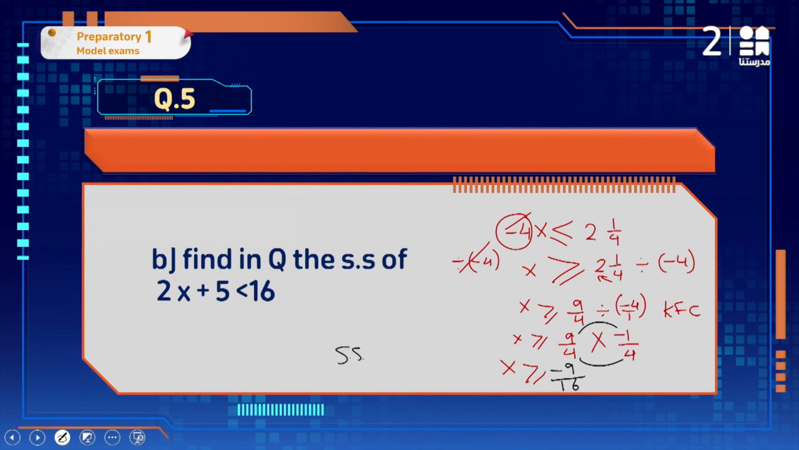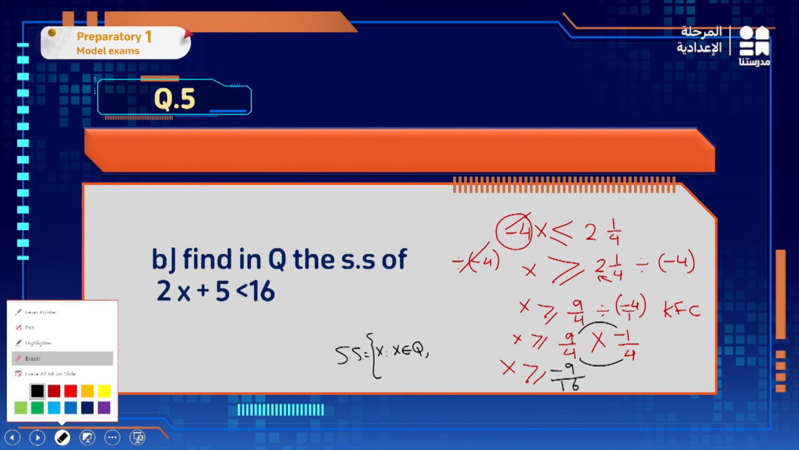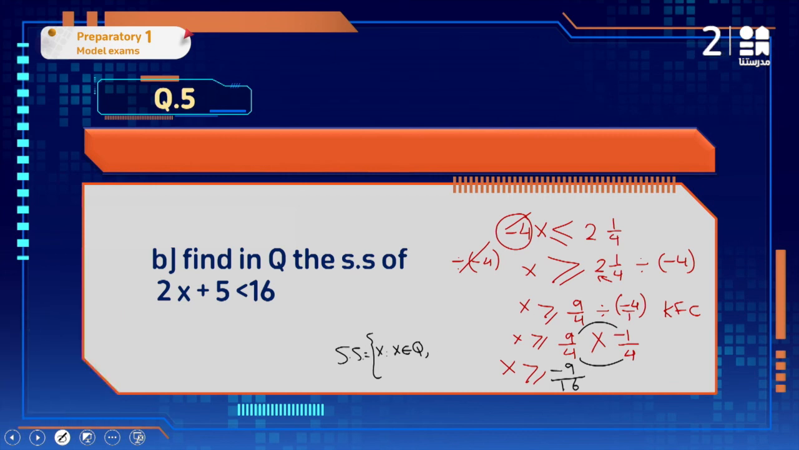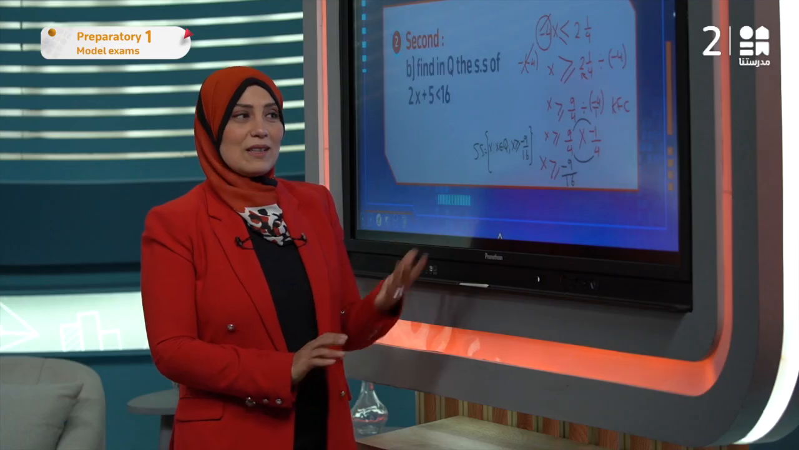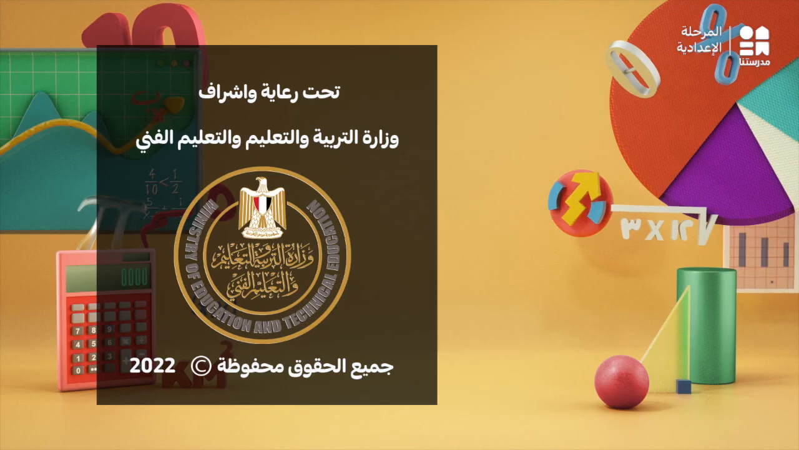The solution set equals x, where x belongs to Q, then x is greater than or equal to negative 9 over 16. And that's all about our lesson. I hope it was clear for everyone.